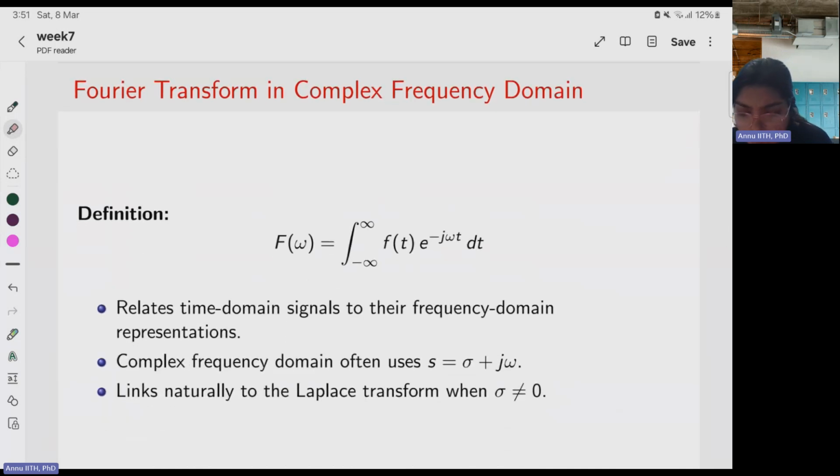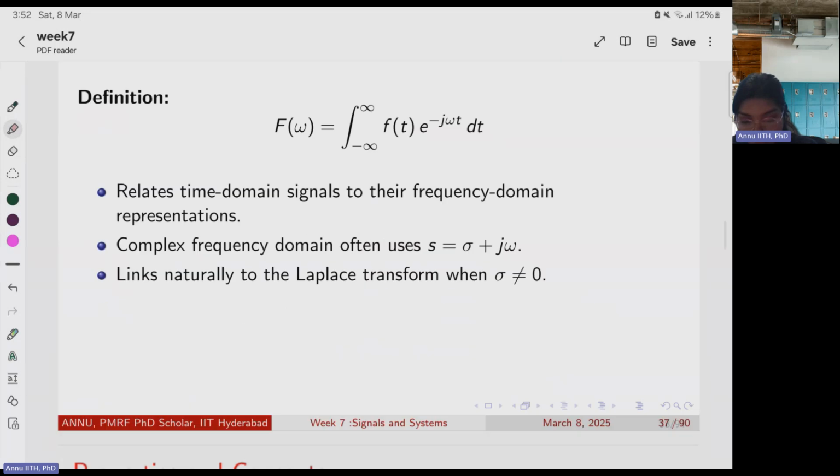So the Fourier transform in the complex frequency domain, we just have like this. It relates the time domain signals to their frequency domain representations. The complex frequency domain often uses S equal to sigma plus j omega and links naturally to the Laplace transform when sigma is not equal to 0.